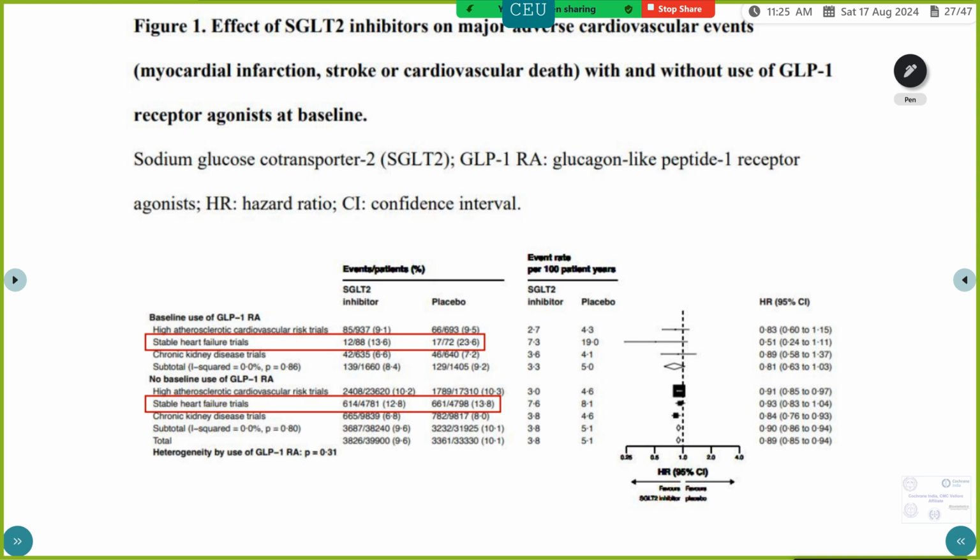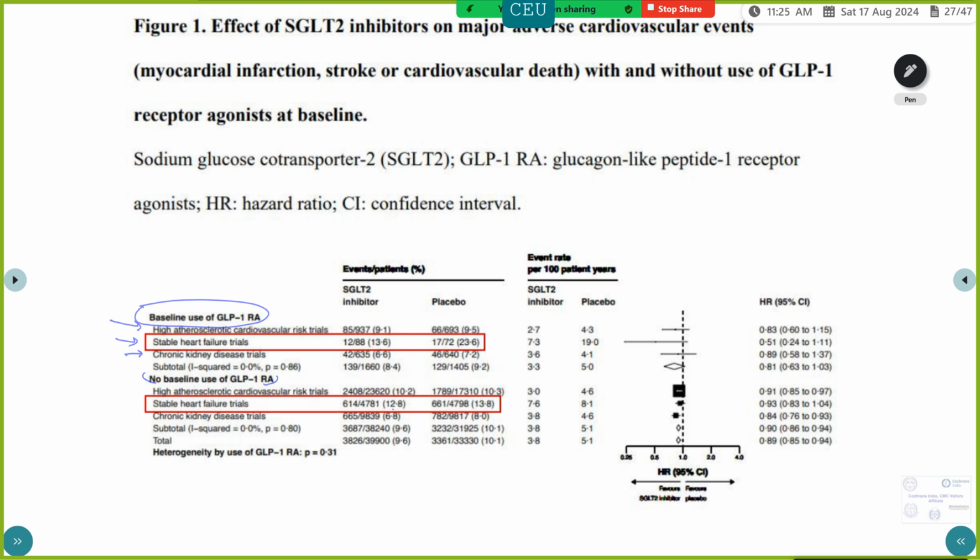Coming to the results. The first result that we want to see is the effect of SGLT2 inhibitors on major adverse cardiovascular outcomes. We can see that they have grouped them into baseline use of GLP-1 RA and no baseline use of GLP-1 RA. Here we are looking at major adverse cardiovascular events. The percentage of patients, so these were the trials that they grouped them into. One is diabetics with high ASCVD, the other one is stable heart failure, the third one is CKD. We can see that the percentage of patients in the heart failure trials were more in both the groups, 12.8%, 13.6% as compared to the others. And that makes sense since we are looking at the cardiovascular outcomes.